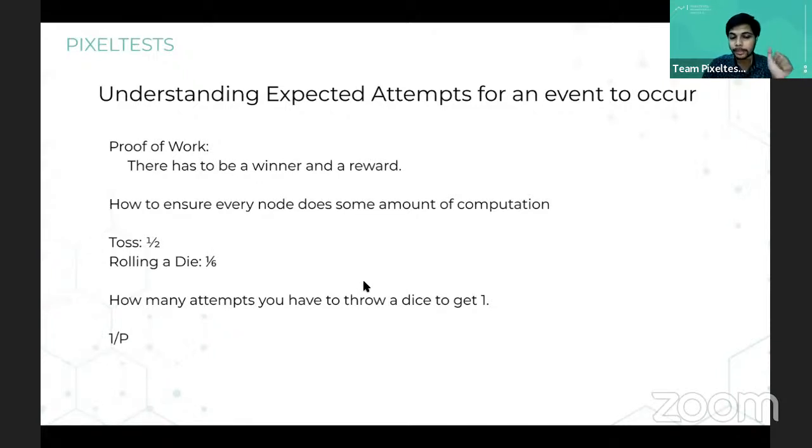The rule is 1 by p. For example, if the probability of getting one specific number out of 6 is 1 by 6, then the number of attempts to be made is 1 by p, which means 1 by 6, which is 6 attempts. So we can guess that out of at least 6 attempts, there could be at least 1. This is how we calculate the expected number of attempts to get a positive outcome, which is 1 by p.